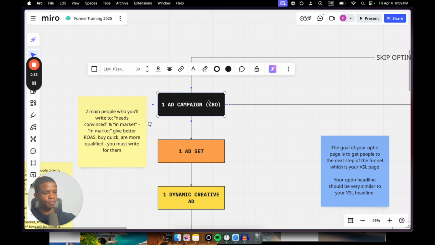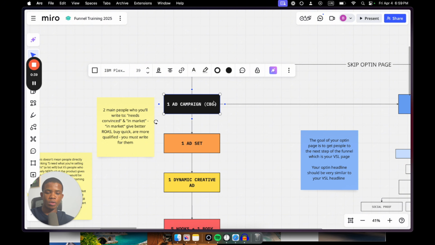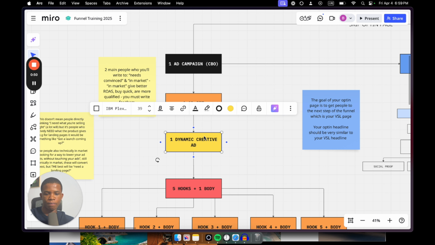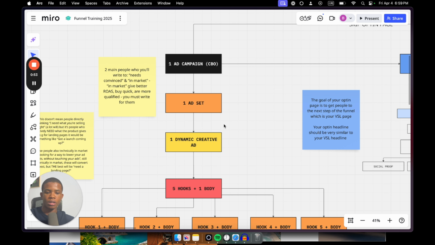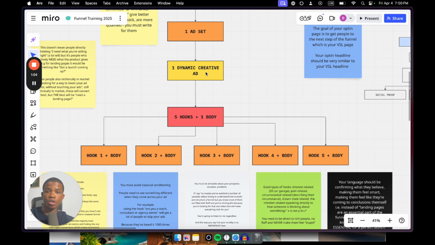So on the ad campaign level, we need this to be a CBO campaign. CBO means campaign budget optimized. So basically, the budget is going to be optimized at the campaign level instead of the ad set level. We're going to have one ad set, and you're going to have the dynamic creative ad setting on. So this means that you can upload a number of ads and then allow the algorithm or Meta to cycle through the ads and pick the best one. That's what this means. And the budget is also going to be split across each of them. So if you find one that performs better than the others, it's going to allocate more budget to that one on the surface level. That's how it works.